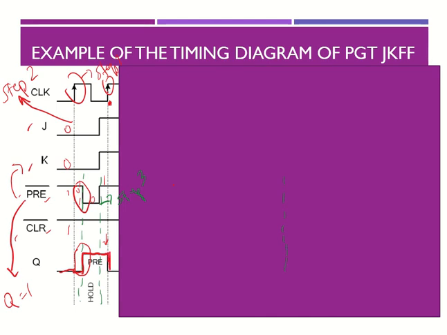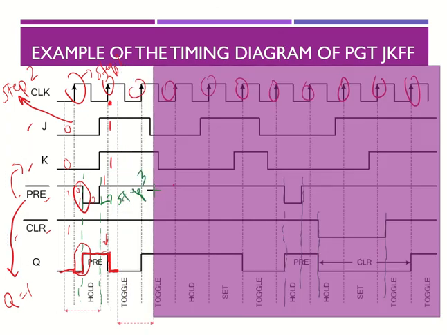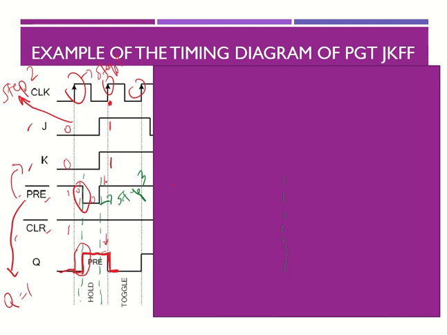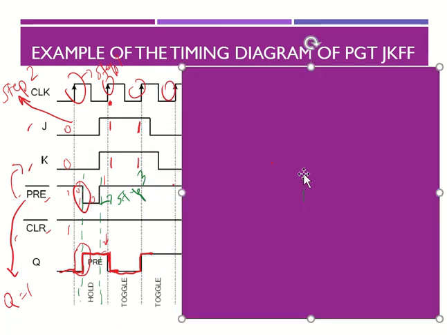Over here, the next one is the clock. The next clock is 1 1. When you have 1 1, it means toggle. So the output over here was 1, and now it becomes 0. You check over here, pre and clear are not activated, so no problem. Next we see the third cycle. The third cycle is 1 1, which is toggle, so you just toggle here. The next cycle is 0 0, which is hold, and pre and clear are not activated, so no problem, just go through.